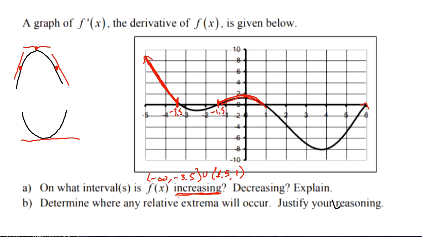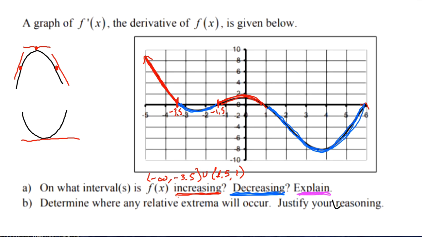All right, so now we're going to look at where our function is going to be decreasing. Our function is decreasing when the slopes of the tangent lines are negative, which means your derivatives are negative. So your derivative is negative in this region here and in this region right over here where it's blue. Okay. So now it also asks us to explain how we know that.